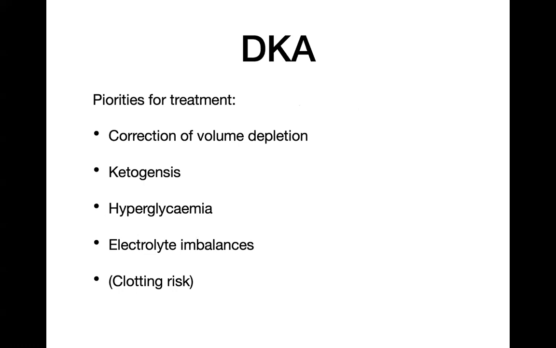It's really, really severe. Then we need to be worried about the ketogenesis and the acidosis that's resulting because of that. Then we're worried about our hypoglycemia. We're also worried about our electrolyte imbalances as well as our clotting risk. So just address those and mention all of those as you go through.